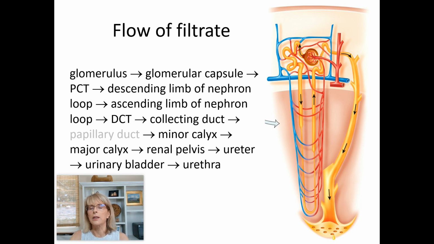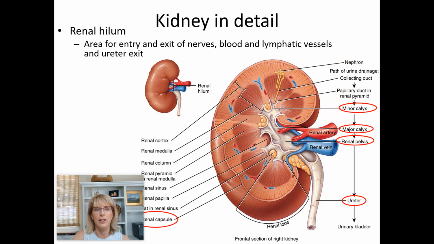So we're still looking a little bit small here. We have Bowman's capsule, glomerular capsule, proximal convoluted tubule, descending limb of the nephron loop, ascending limb of the nephron loop, distal convoluted tubule. How do I know? Because it's attached to the collecting duct. After the collecting duct, things are going to come out of the renal papilla, right? And when they leave the renal papilla, they're going to be captured by a structure called the minor calyx.